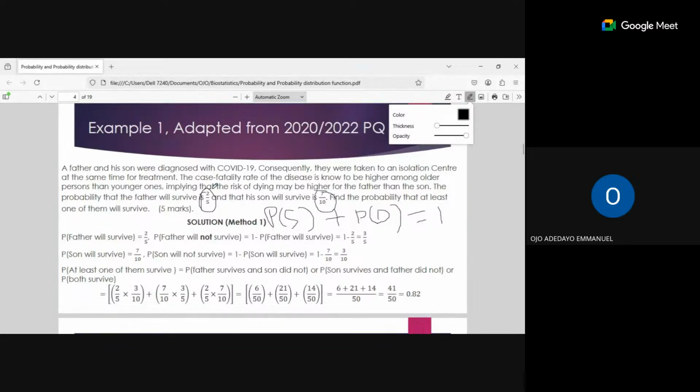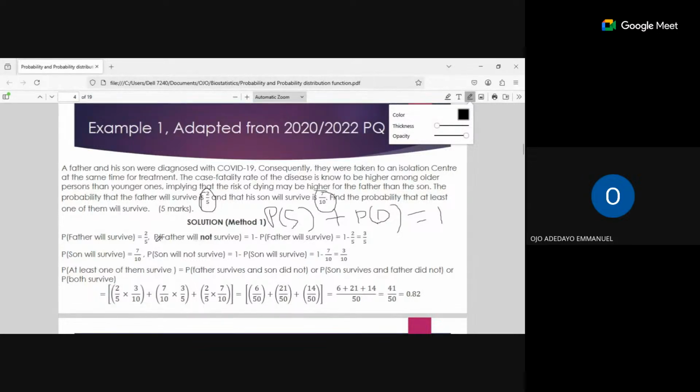Now, from the question, you have been given that the probability that the father will survive is 2/5. What is the probability that the father will not survive? Remember that the probability that the father will survive plus the probability that the father will die equals 1. Take the probability that the father will survive to the other side to meet the 1. Then you are left with the probability that the father will die.